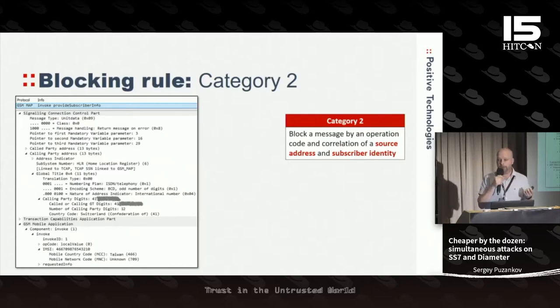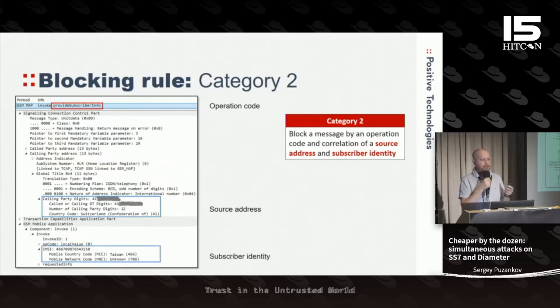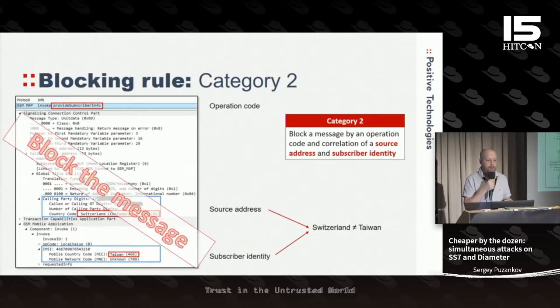When a mobile operator receives some signaling message, in this example, provide subscriber info, a well-known signaling message for location tracking, this message should be sent to the SS7 firewall, and the SS7 firewall starts the inspection. It looks at the source address and the subscriber identity. This message comes from Switzerland, and it is related to a Taiwanese subscriber. These two operators are different. That's why this message should be blocked.